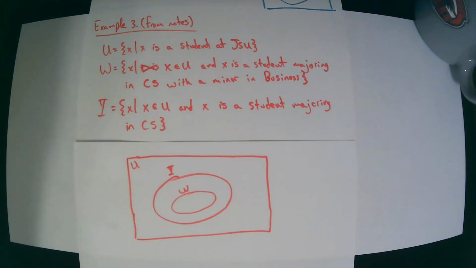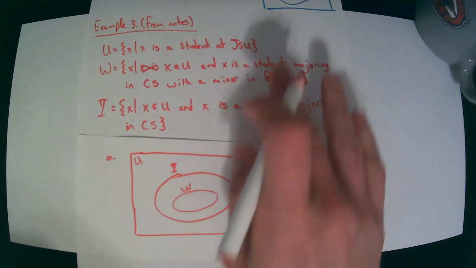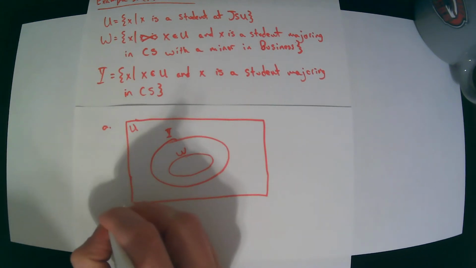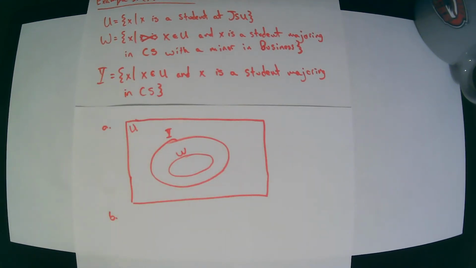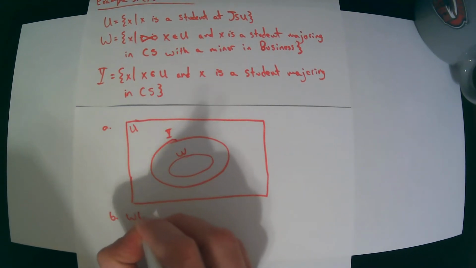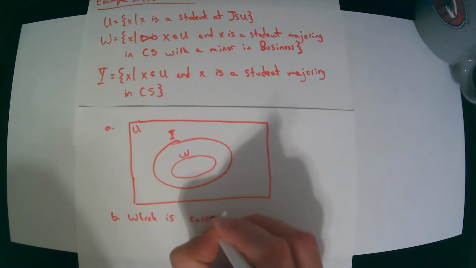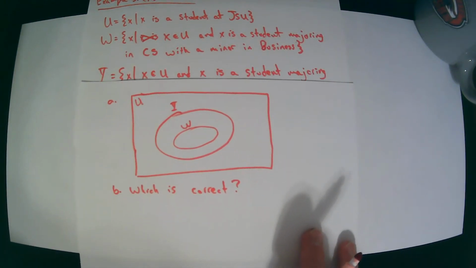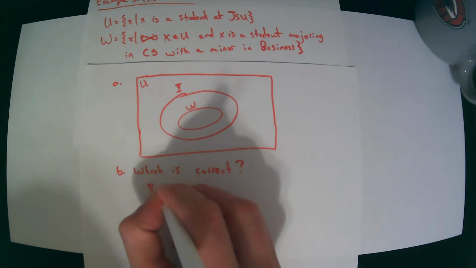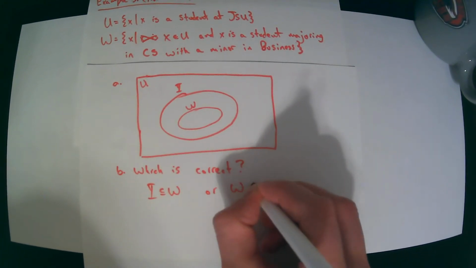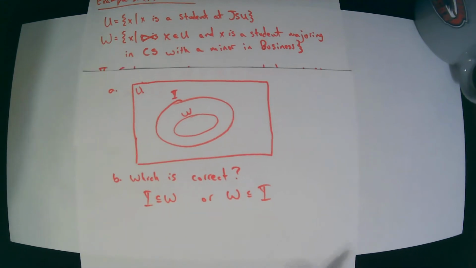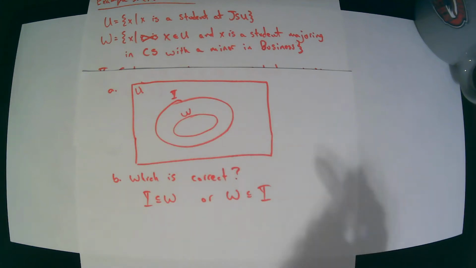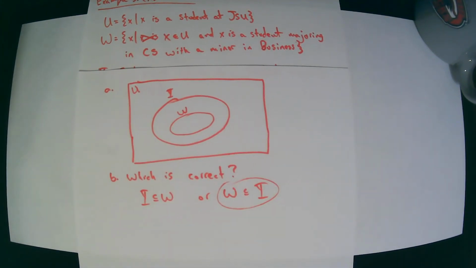We did part A. Part B says, is Y a subset of W, or is W a subset of Y? So I'll list it this way. Which is the correct way to say this? Y is a subset of W, or W is a subset of Y? Well, the smaller set should be on the left. W is inside of Y. W is a subset of Y, so this one is correct.